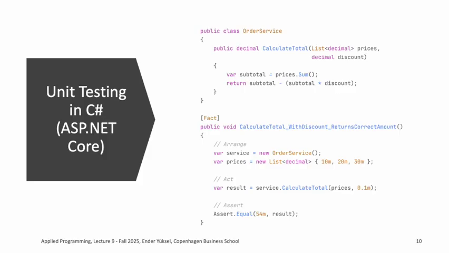reaching production. One important note. Notice how we are testing actual business logic, not trivial things like getters and setters. Focus your unit tests on code that has complex behavior or is critical to your business. You typically have multiple tests for this method, one for no discount, one for 100% discount, one for an empty price list, etc. Each test focuses on one scenario.